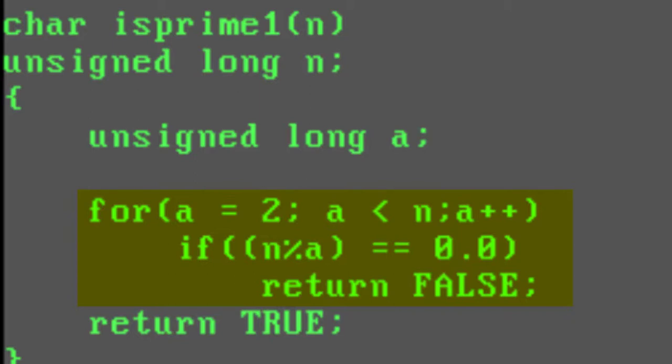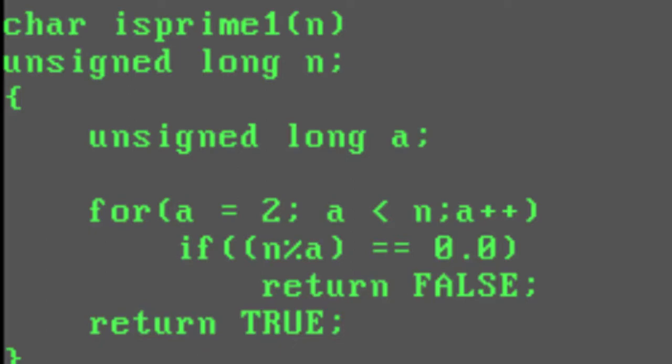If the for loop goes all the way through to the end and exits normally, then we will return true, because in no circumstance was the number divisible by anything but itself and 1.